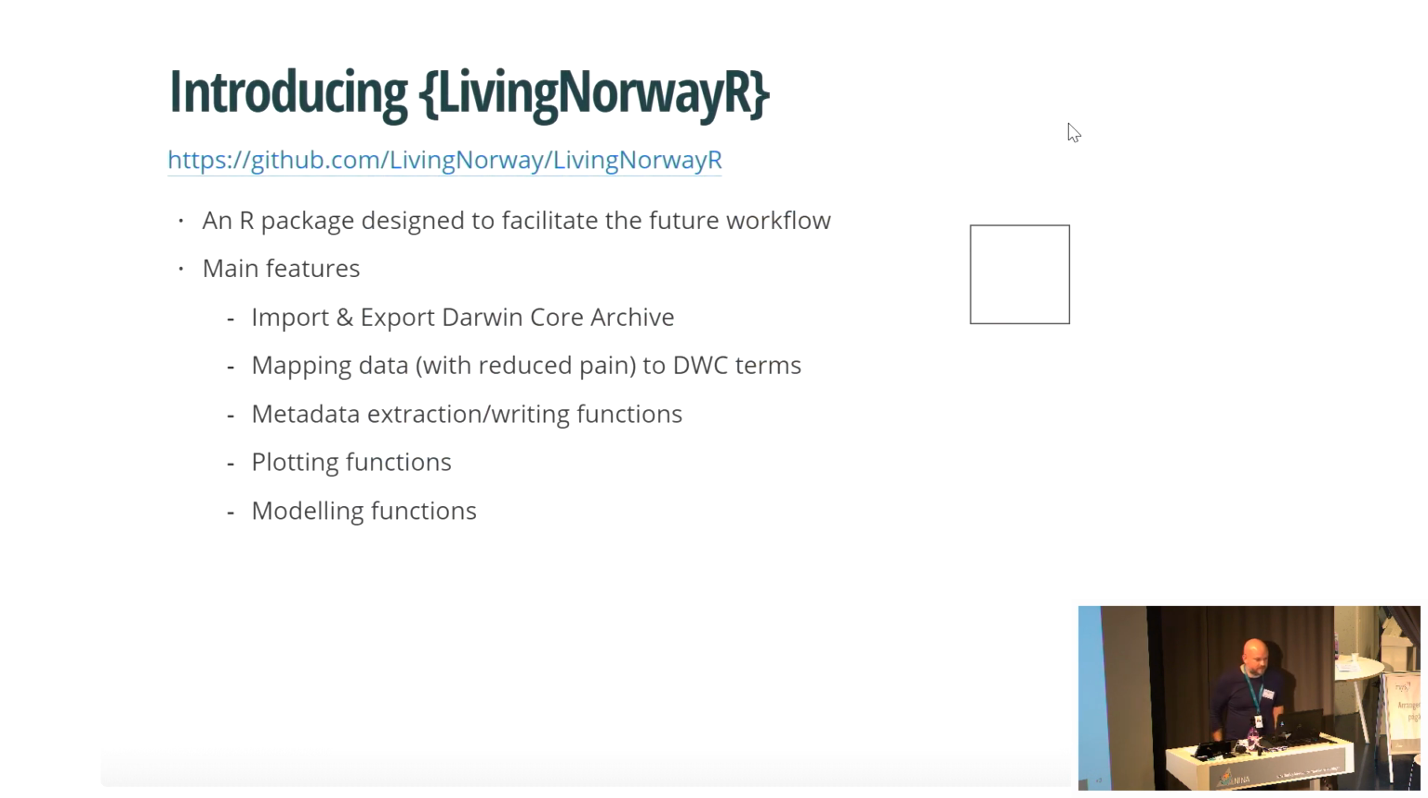So here we go for the LivingNorwayR package. The idea is it's an R package designed to facilitate that workflow and help people, make things easier. The main features we're going to have, or have already, are importing and exporting Darwin Core archive files, and mapping data to the Darwin Core terms. There are some R packages that allow you to map your data to Darwin Core terms, but they're quite difficult to get used to, almost impossible sometimes. And we want to make that process a lot easier, smoother.